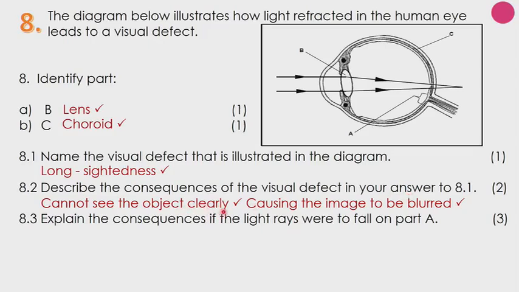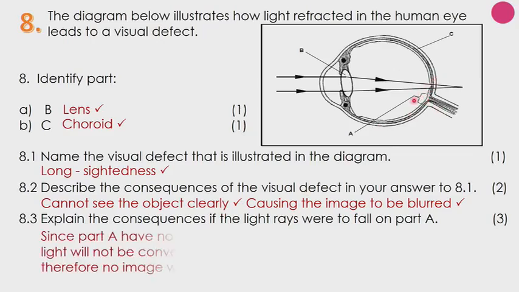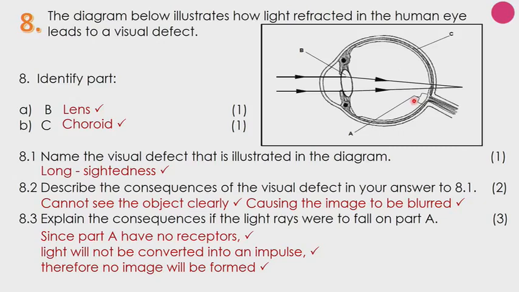Okay. Explain the consequence if the light rays were to fall on part A. Now, part A in the diagram indicates the blind spot. It's where the optic nerve enters and leaves the eye. So when light rays fall there, no vision or image can be interpreted because there are no photoreceptors. So for 3 marks, you would have to say that there are no photoreceptors, so no stimuli would be able to be observed, converted into an image or impulse, and therefore your brain would not form any image in that area.